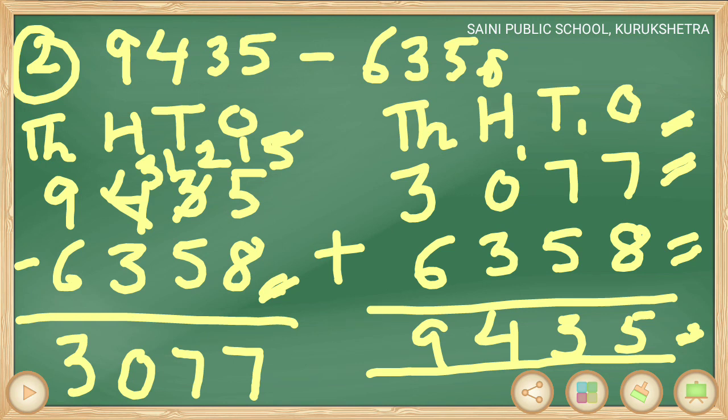In this way we can subtract numbers, whether 2-digit, 3-digit, 4-digit numbers or large numbers. The method is the same. First of all, we will subtract numbers and then we will add the difference to the lower number. If our answer is equal to the bigger number, then it means our subtraction is right.